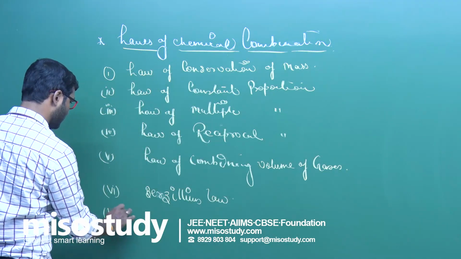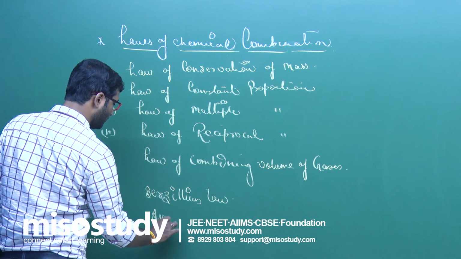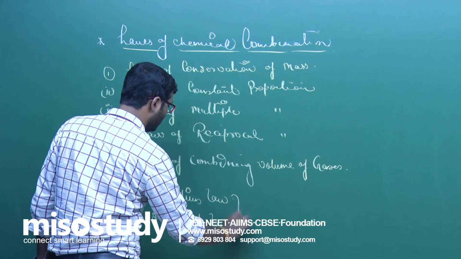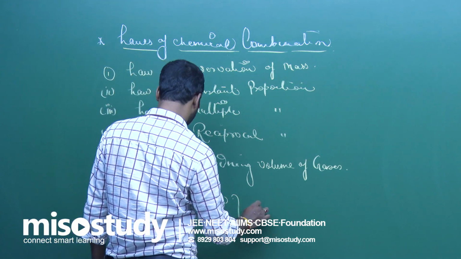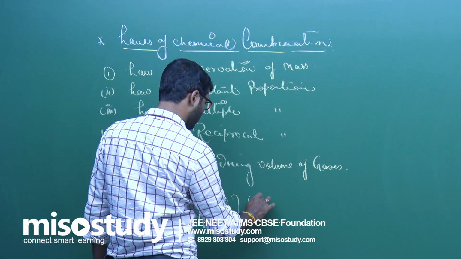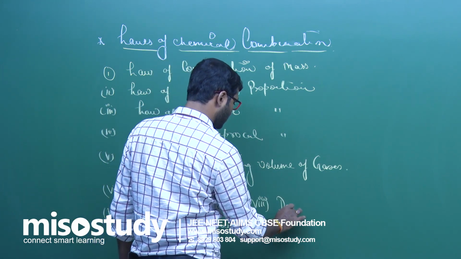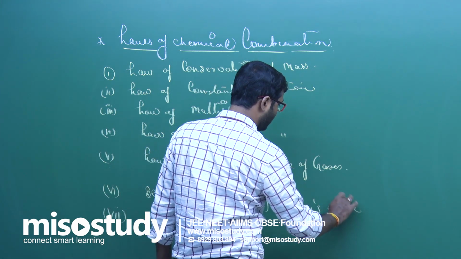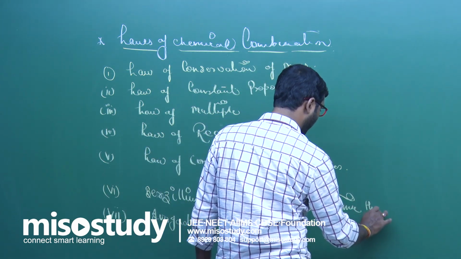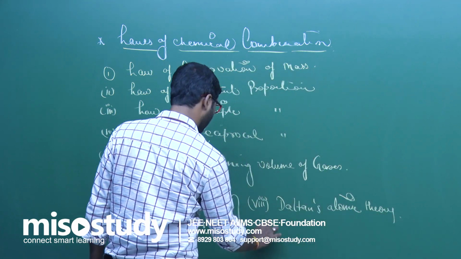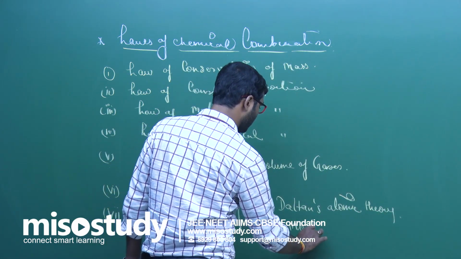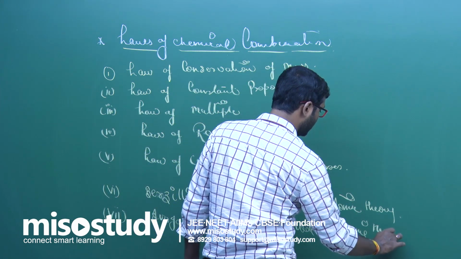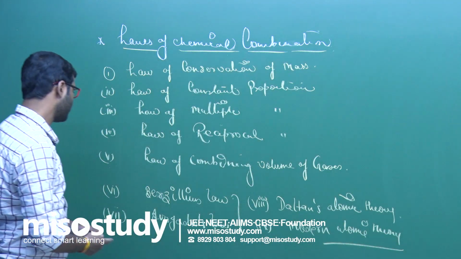The second one is Avogadro's law. Next one is Dalton's atomic theory or modern atomic theory. Generally, we study these laws.